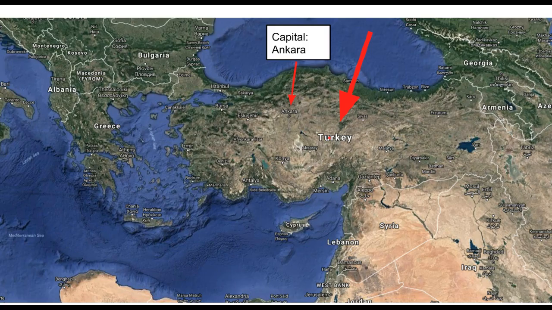Now, moving on to Turkey, and the capital of Turkey is Ankara. A lot of people think the capital of Turkey is Istanbul, but that's not quite right. That's the very important trade city, but that's not their capital. You see that a lot in larger countries.